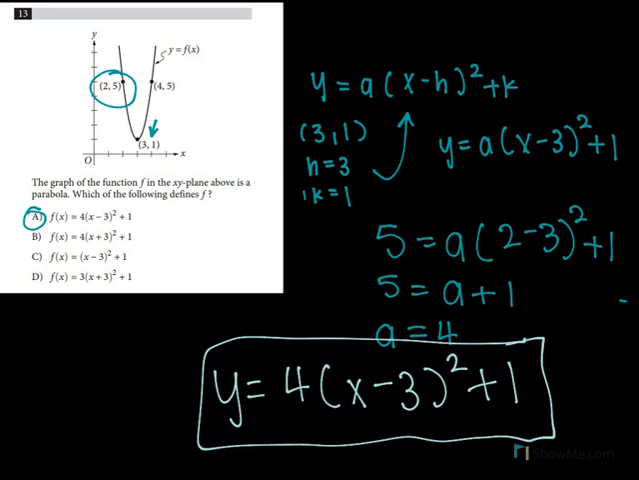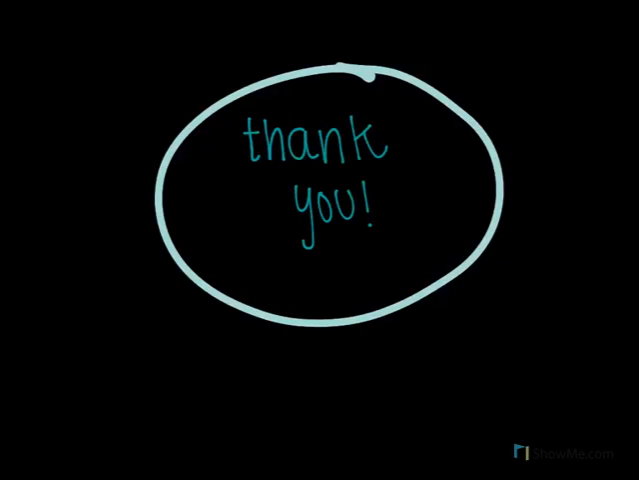f of x or y, we can write either way, but in this question they're asking which of the following defines f in f of x. So f of x equals 4 times the quantity of x minus 3 whole squared plus 1, and that is our answer.